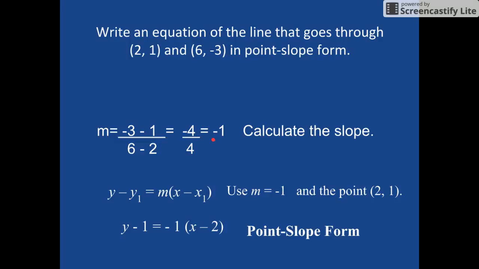So my slope is negative 1, and I'm going to use m as negative 1 and the point (2, 1). So I'm going to use this first point here. And then I just fill it in. y minus the y1, which is 1, equals, replace my slope where the m is, negative 1 times x minus, and then my x1 was 2. So here it is in point-slope form. Still really easy, guys.